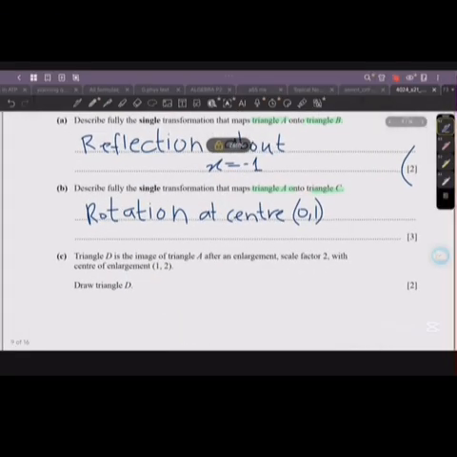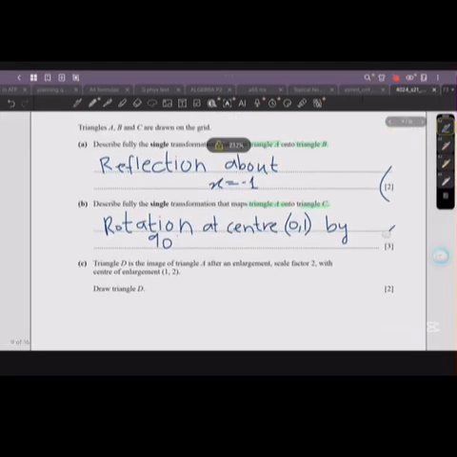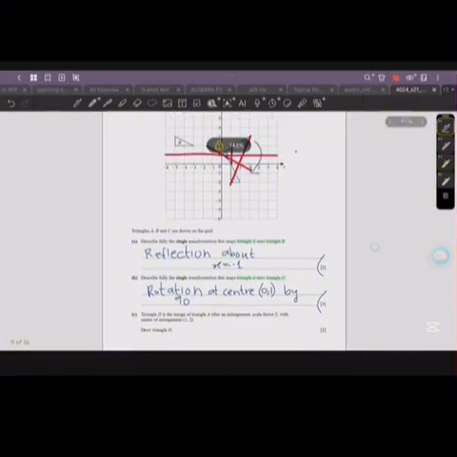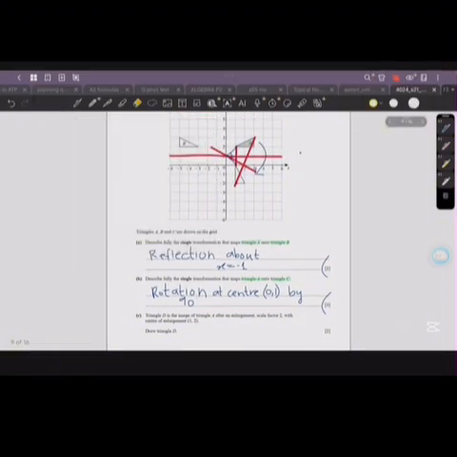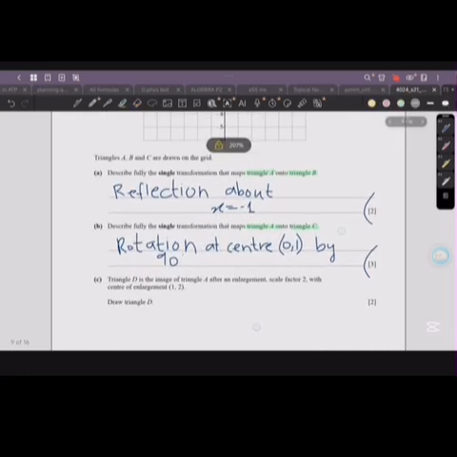So we'll write by 90 degrees, and we have secured our 3 marks. The next question says, triangle D is the image of triangle A after an enlargement by the scale factor of 2 with the center of enlargement 1 and 2.